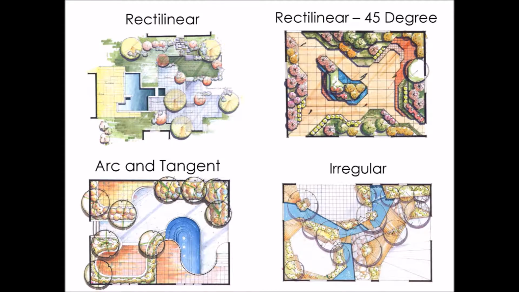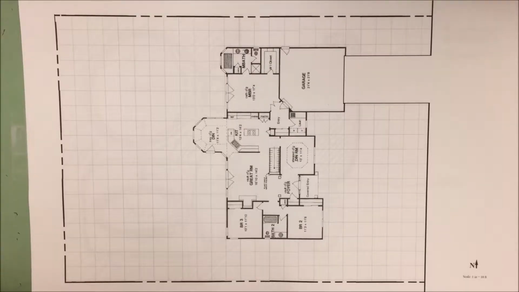So we had the second video, which had the different types of geometry: rectilinear, rectilinear 45, irregular, arctangent, just to name a few. And so at this point in time, you need to have selected a geometry. So for this exercise, I'm going to use a rectilinear geometry. You can choose something different, but that's what I'm going to use for this exercise.